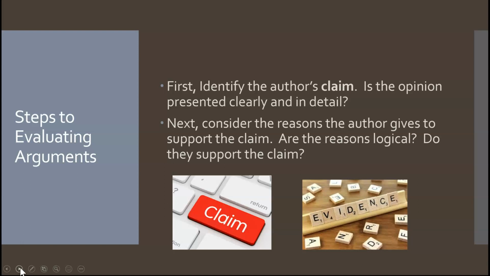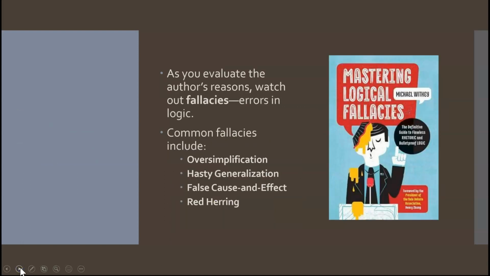If the reasons are logical and they do directly support the claim, you're more likely to believe the argument or to get behind what the person is saying. If they're not, or there's some issue with credibility, or they don't properly rationalize what they're saying, then we're less likely to follow. As you evaluate the author's reasons, watch out for fallacies or errors in logic. Common fallacies include oversimplification, hasty generalization, false cause and effect, or red herring. You may have heard of some of these. There are more fallacies than these, but these are some common ones.